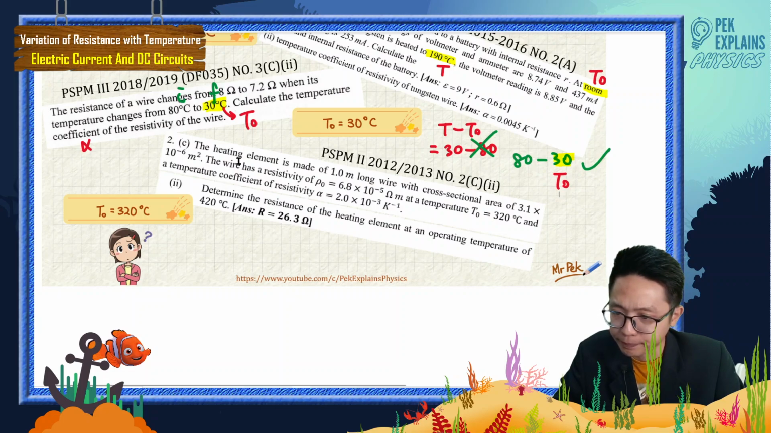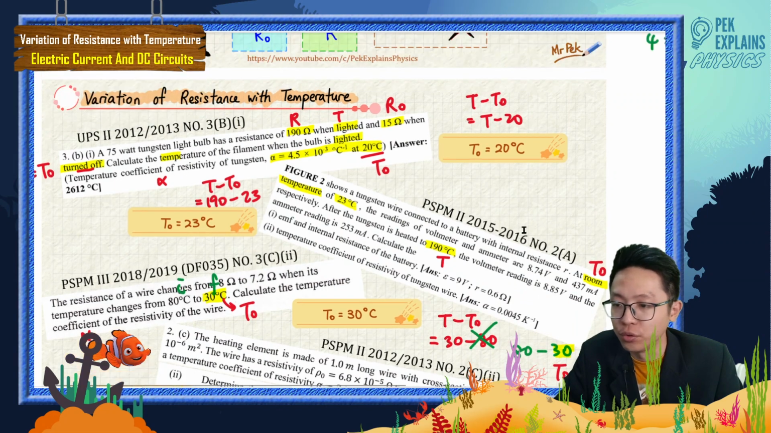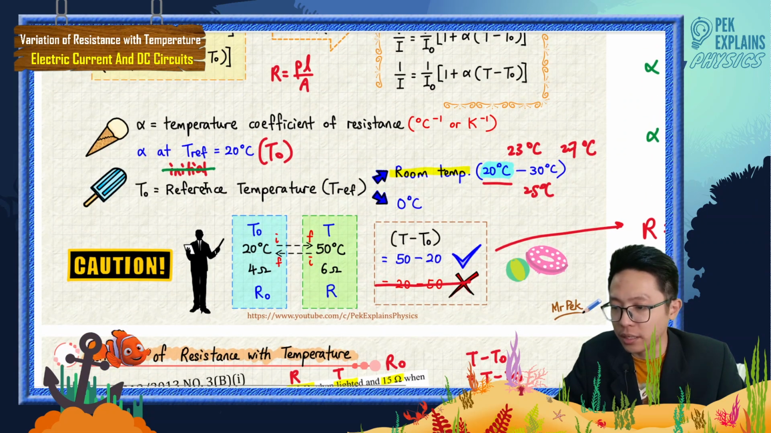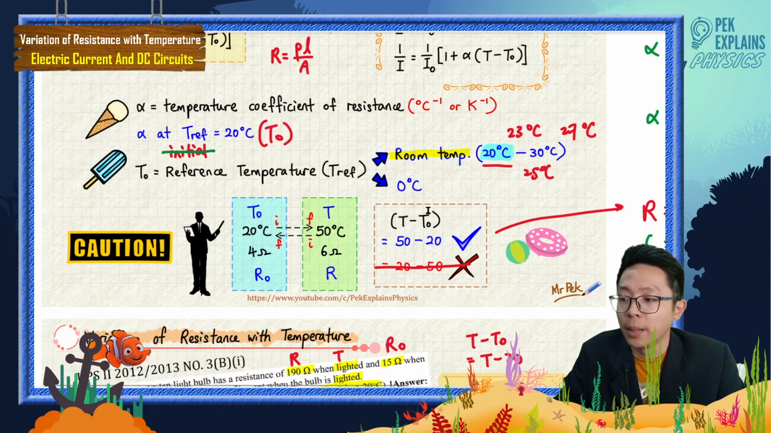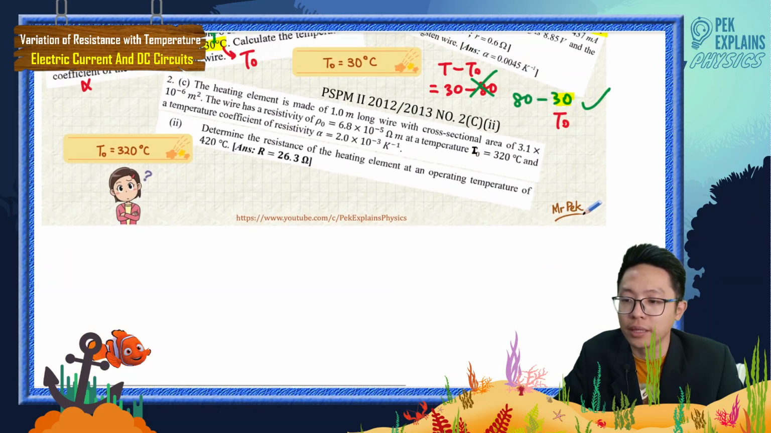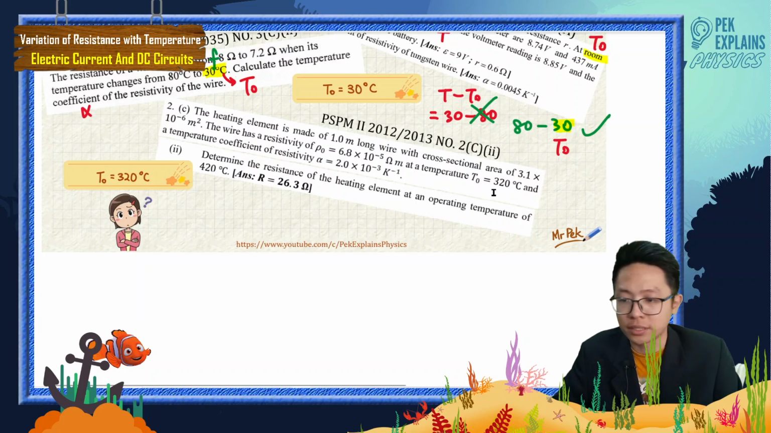He says that this wire has resistivity rho naught at T naught 320 degrees Celsius. This is definitely not the room temperature, isn't it? Normally T naught is the room temperature, this is an acceptable value. But this time, he mentioned that the T naught is not at the room temperature, it's at 320 degrees Celsius. And now he asks you to find the resistance at this temperature of 420 degrees Celsius.